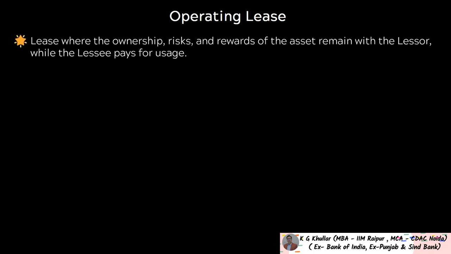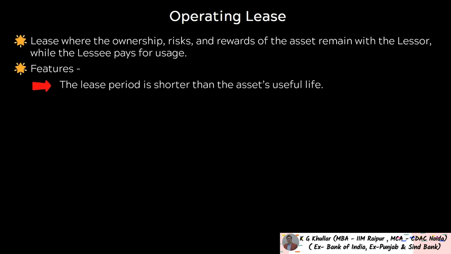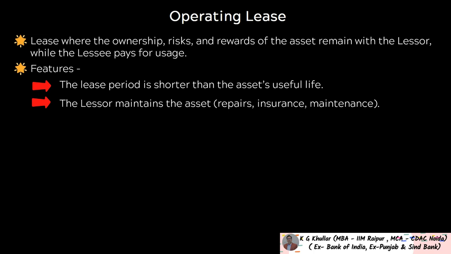First, let's understand the operating lease. This is a lease where the ownership, risk and rewards of the asset remain with the lessor, while the lessee pays for the usage. The key features of an operating lease are: first, the lease period is shorter than the asset's useful life. Second, the lessor maintains the asset, that is repairs, insurance and maintenance.